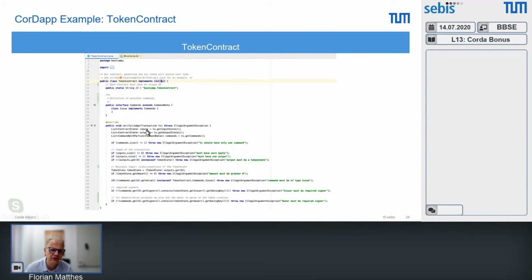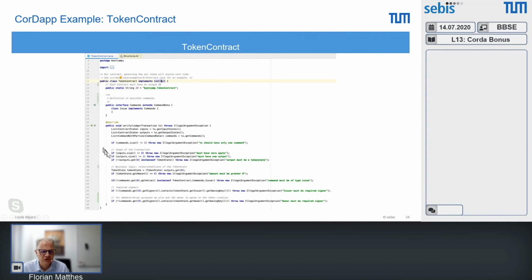And obviously, if you have an issue operation, we now would assume that the command which we get is a singleton, as we only have one command. We don't have a list of commands, we have a single command. So therefore, we first would ask the transaction, what are your commands? And if the size is less than 1 or larger than 1, we would throw an exception: the issue transaction should have only one command.